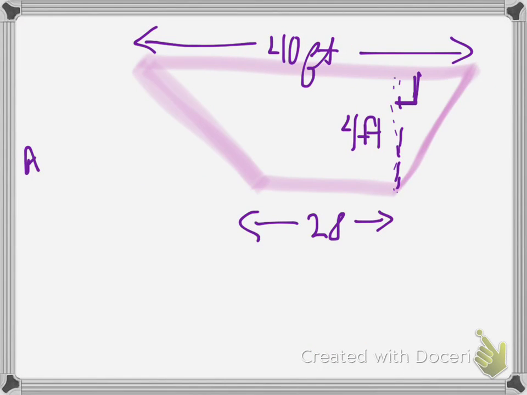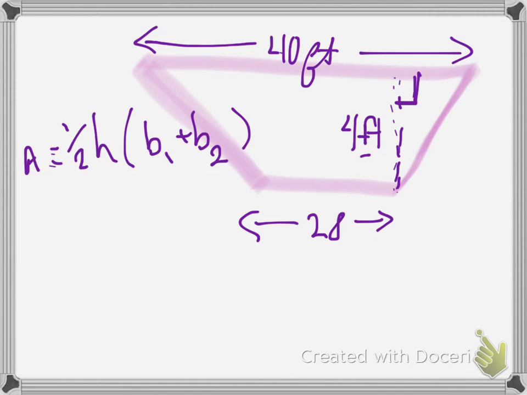Alright, so in this example we're doing the area of a trapezoid. So we have 40 feet by 28 feet as our bases and 4 feet as our height. So the area of a trapezoid, as we just discovered, equals 1/2 height times base 1 plus base 2. All we need to do is plug and chug.